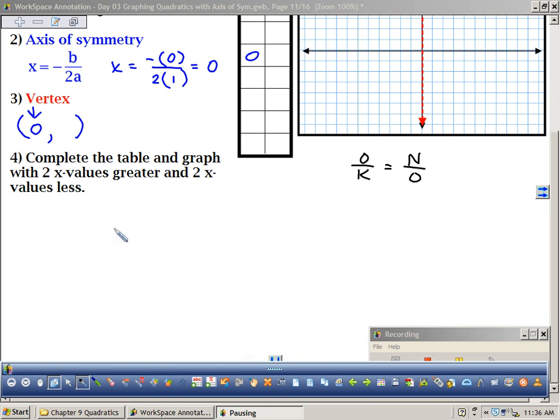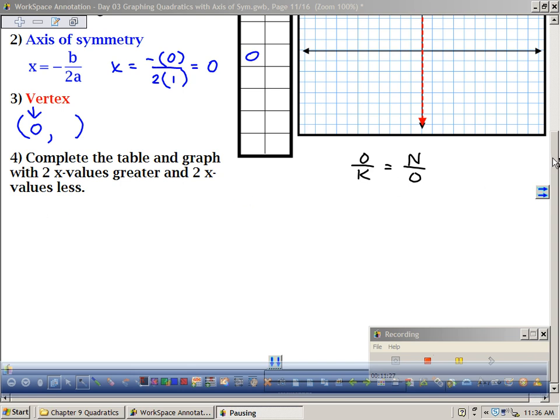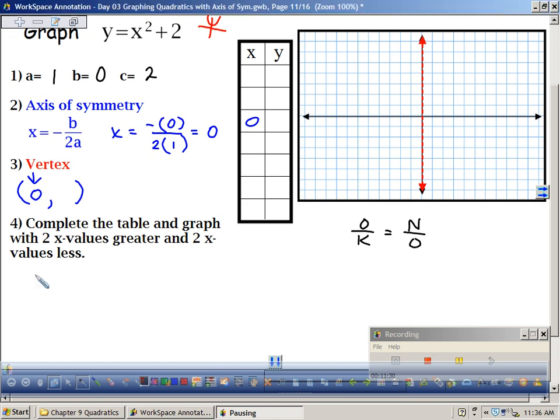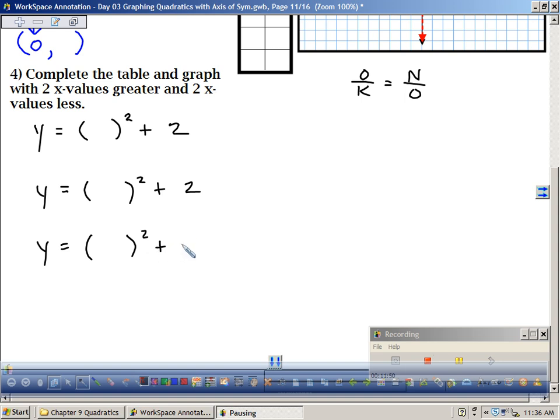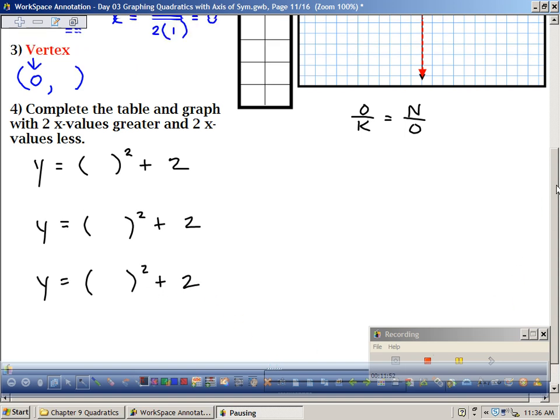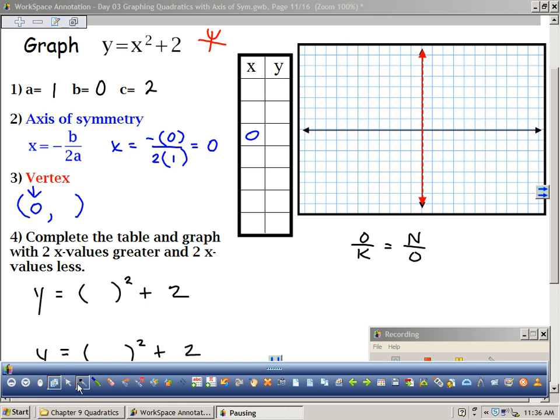Okay, so yesterday we needed 4 shells, I told you. Today we're going to break it down to 3. I need to see that equation first. So y equals x squared plus 2. So I'm going to write that out 3 times. Y equals something squared plus 2. Y equals something squared plus 2. Let's start throwing in values. What's the first value I'm going to throw in?